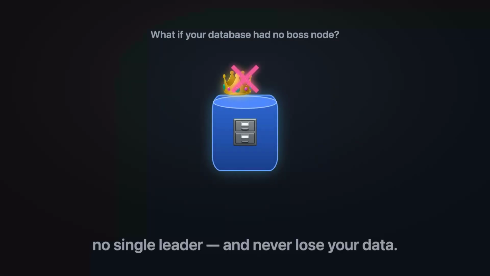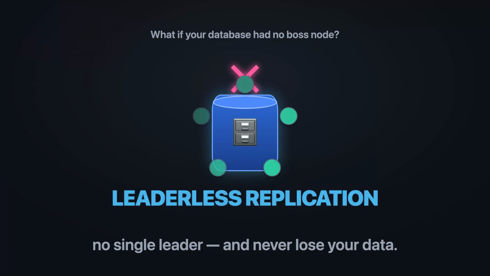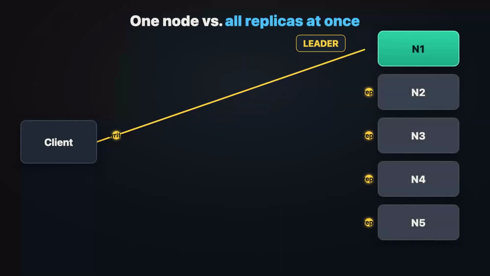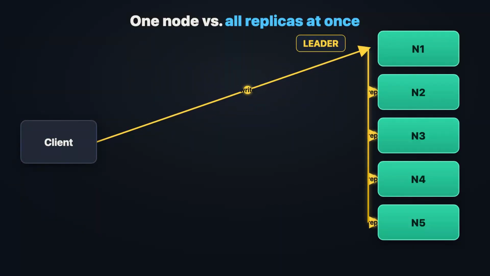What if your database had no boss node, no single leader, and still never lost your data? That's leaderless replication, and here's the mechanic that makes it work. In the classic setup, the client talks to one node, and if that node is slow or down, you're stuck waiting.